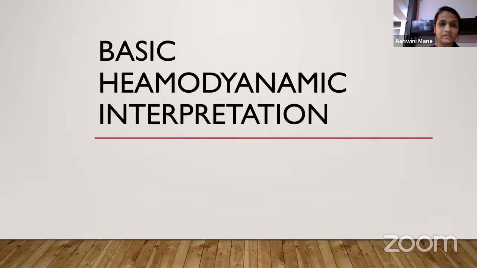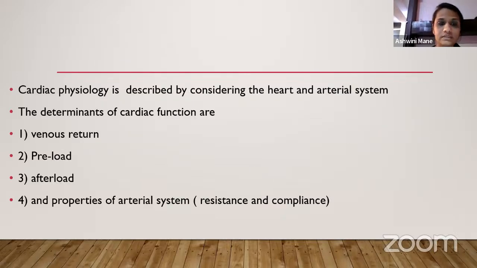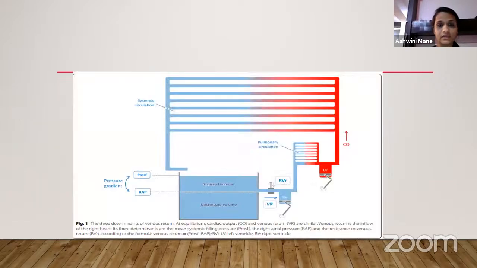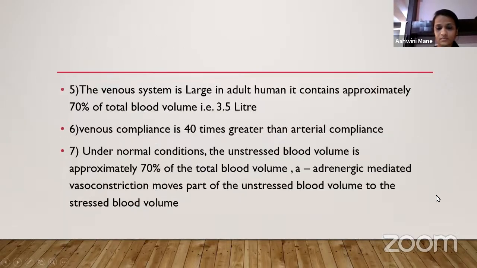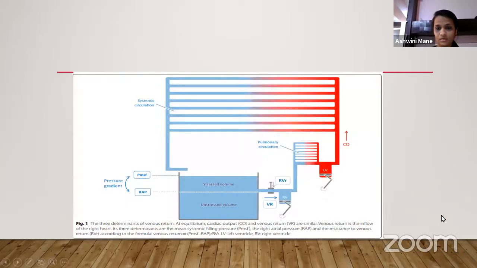So, today's topic is the basic hemodynamic interpretation. The cardiac physiology is described by considering the heart and the arterial system. The determinants of cardiac function are venous return, preload, afterload, and the properties of the arterial system, that is the resistance and the compliance. This is the diagram which is explaining the venous return. Basically, there is an equilibrium between the cardiac output and the venous return.